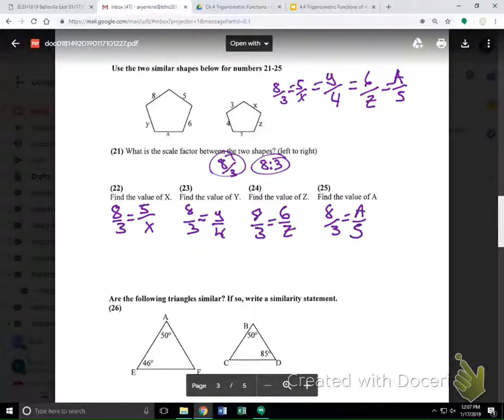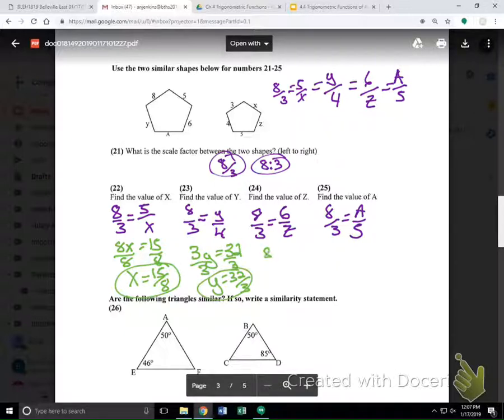Okay, now that we have all those, we're just going to perform those cross multiplications. Hold on. I'm not that fast. Okay, 8x equals 15. Divide by 8. X equals 15 over 8. Okay, over here, what did you get? 3y equals 32. Divide by 3. Y equals 32 over 3. Last one over here, we have 8z equals 18. Divide by 8. Z equals. So this is the one where you got to make sure you reduce it. So since they're both even, becomes 9 over 4. Take a 2 out of both.